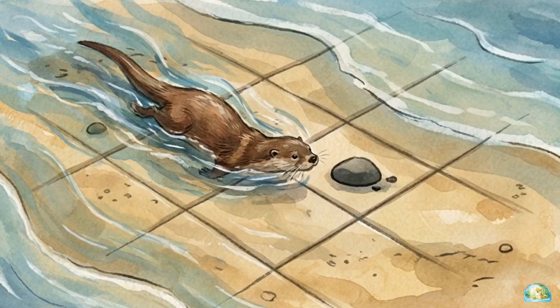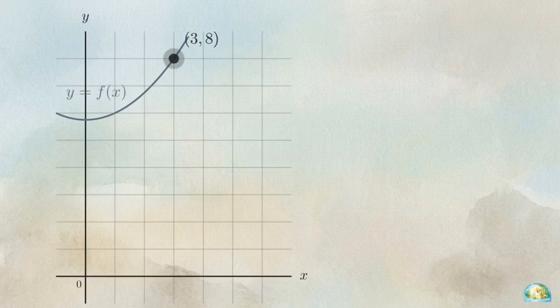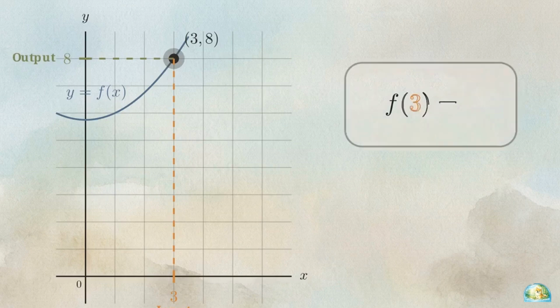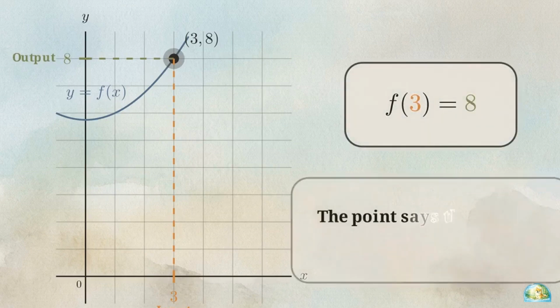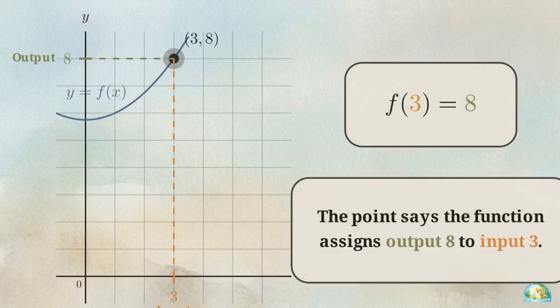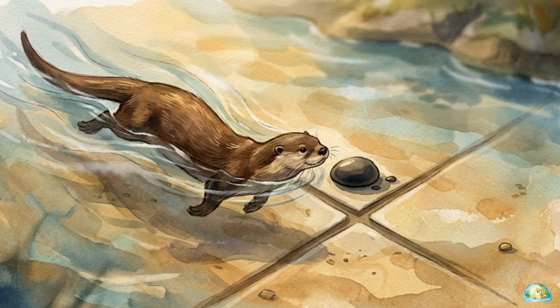Moving down into the current where it narrows, the riverbed reveals a coordinate graph beneath the water. The graph of y equals f of x includes the point (3, 8). What does that say? The x-coordinate is the input, the y-coordinate is the output, so f of 3 equals 8. The point says the function assigns output 8 to input 3. A plotted point on a graph is simply a visual record of one successful input-output pairing.